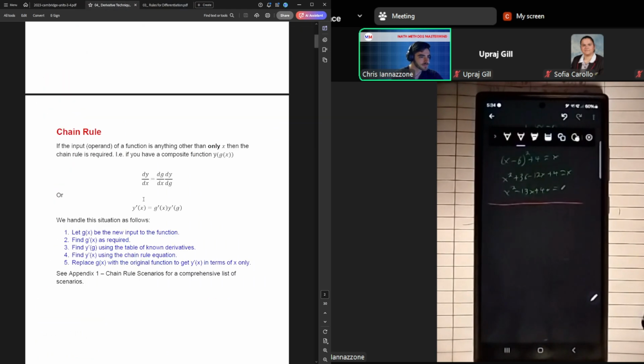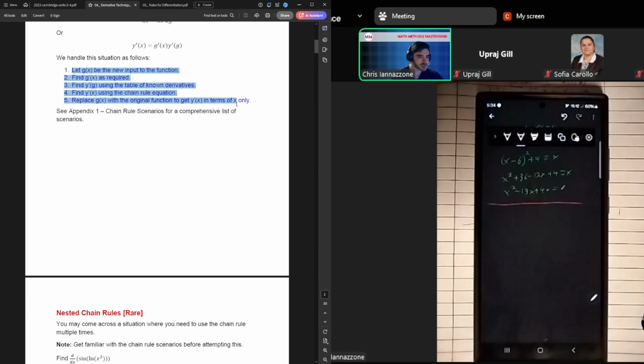Now I have, that's the wrong page, sorry. I have a framework that you can follow if you like using these notes. It's just those few steps. I've used G instead of U, but the letter doesn't actually matter.